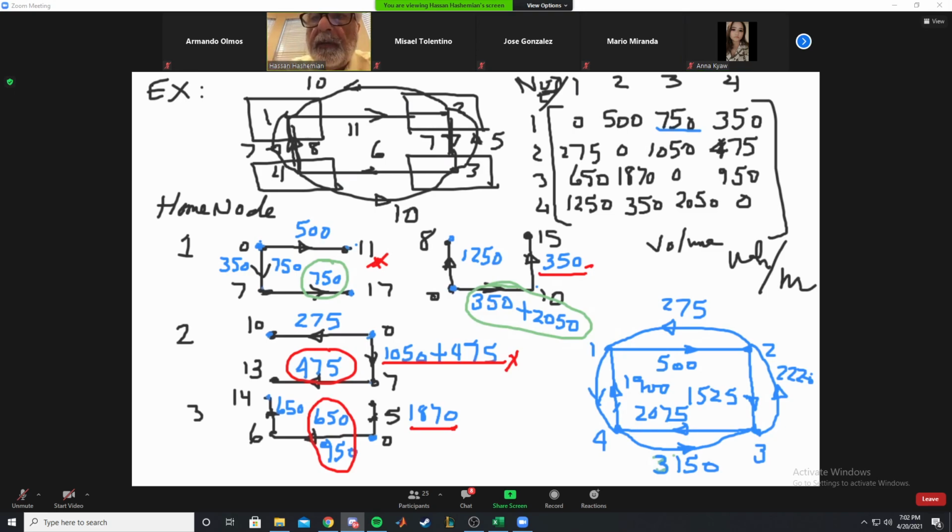Okay, let me use yellow. So you have this one. 750 and 350 is 1100. Okay, so you have 1100 here. All right.